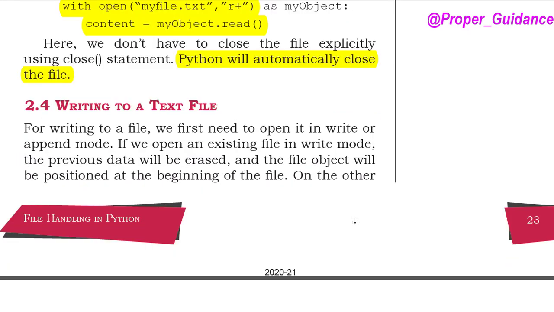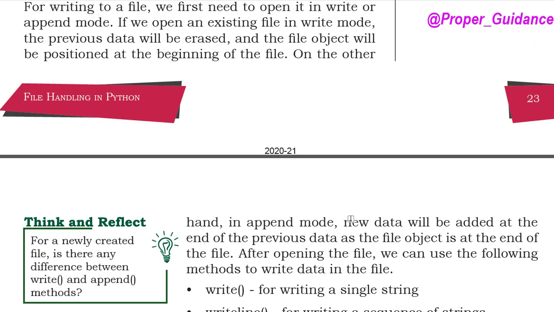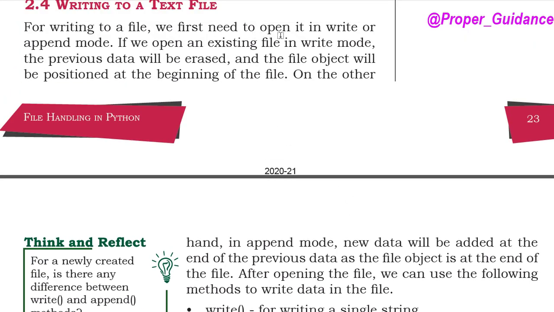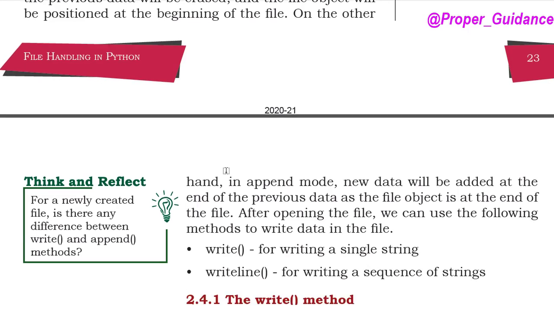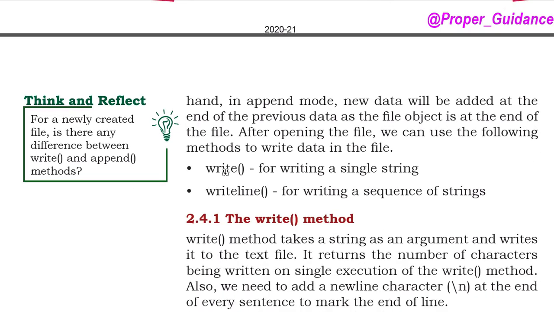And writing to a text file. For writing to a file, we first need to open it in write or append mode. If we open an existing file in write mode, the previous data will be erased and the file object will be positioned at the beginning of the file. On the other hand, in append mode, new data will be added at the end of the previous data, as the file object is at the end of the file.